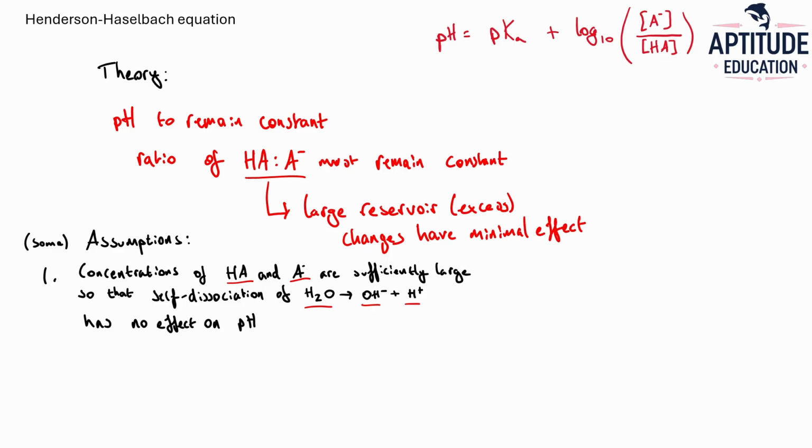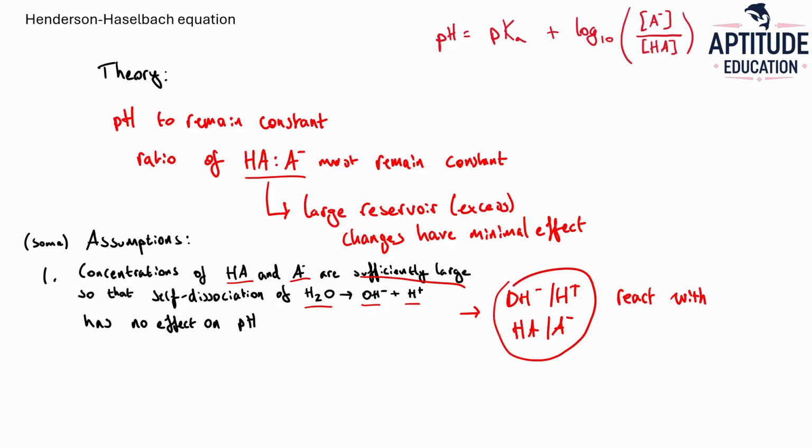And this is because those hydroxide ions and those hydrogen ions will react with weak undissociated acid and its conjugate base, and in turn it will alter their respective concentrations and therefore change pH. But as long as there is a sufficiently large concentration of our weak acid and its conjugate base, this reaction between the hydroxide ions, H+, and the weak acid and conjugate base can be ignored.